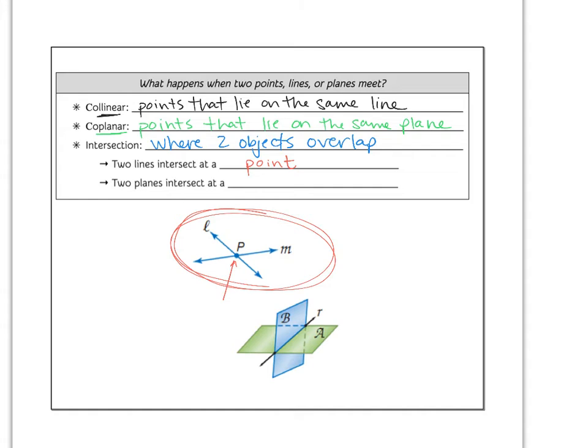What if you have two planes? Two planes will intersect at, okay, so take a look down here at this bottom picture. See plane A and plane B, and they intersect at that line right here. That's where they're going to cross. Now remember, planes are supposed to go out forever and ever, and so they actually intersect along that whole line. So two planes intersect at a line. And in this case, they intersect at line R.